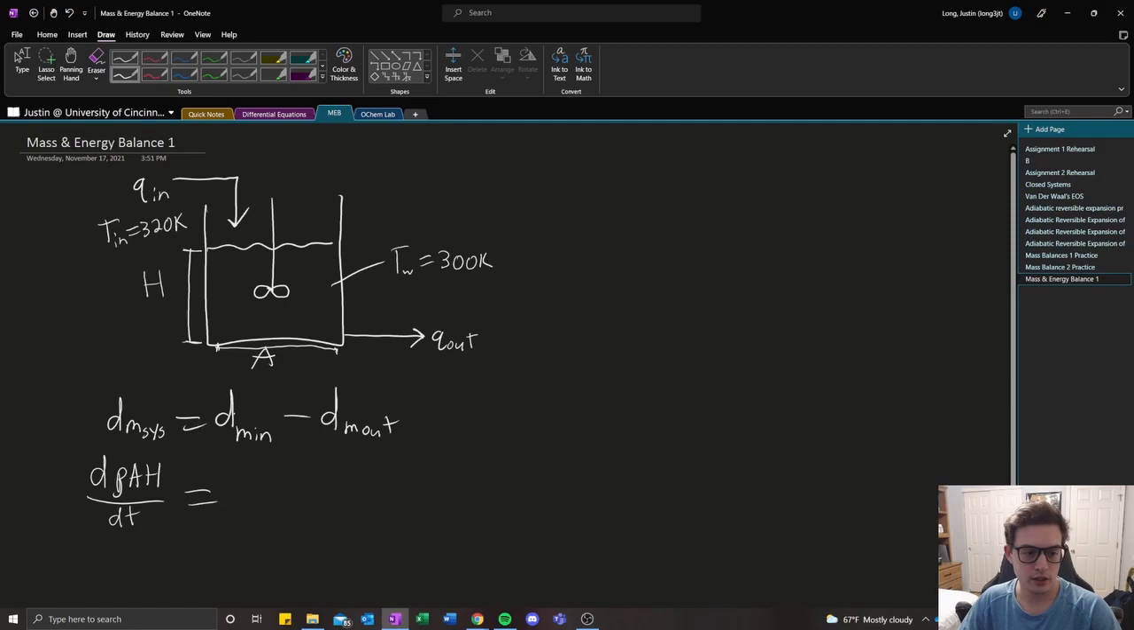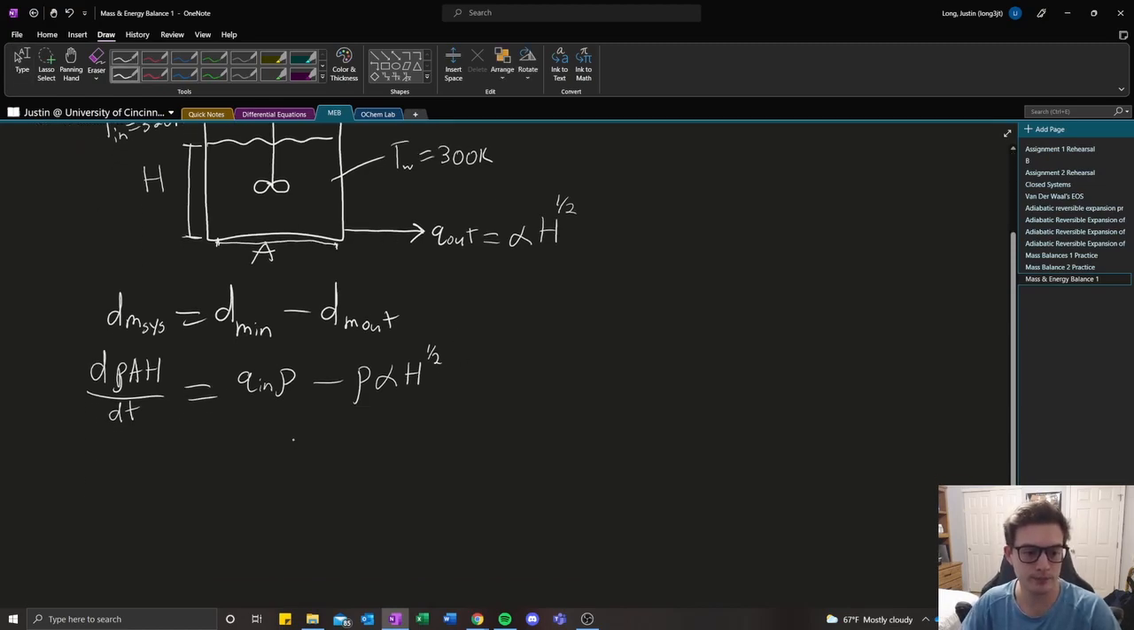And we know that the change in the mass going in is just equal to the flow rate going in times the density, minus the flow rate going out. And I forgot to put down that the flow rate going out is equal to alpha times the height to the 1/2 power. So Q out times the density is the density times alpha times height to the 1/2 power.